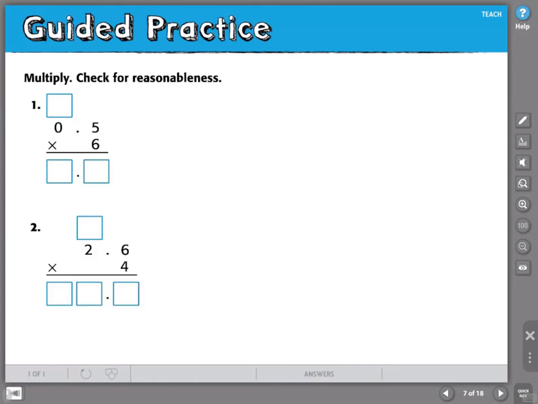Here are 2 problems I'd like you to try for yourself. Give them a shot, and if something seems confusing, please make sure you bring your questions to class. I look forward to seeing what you come up with tomorrow.